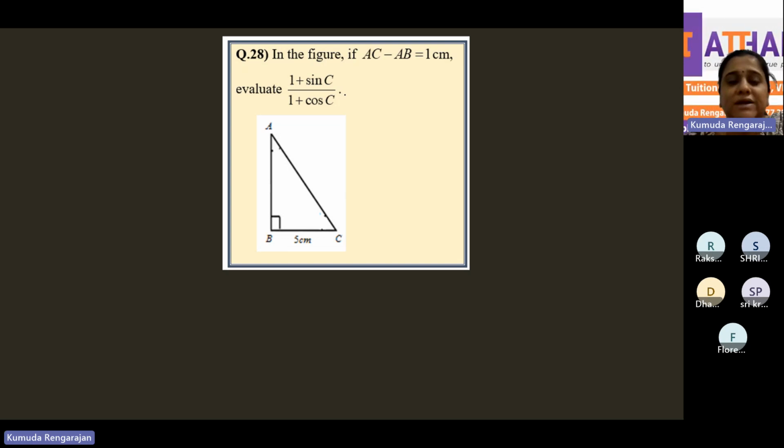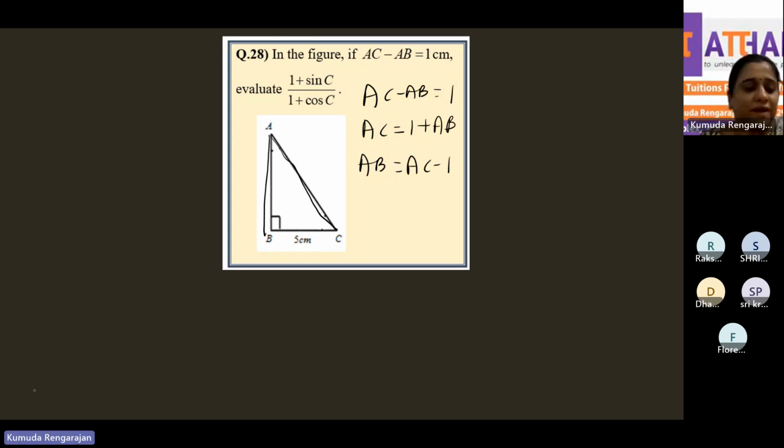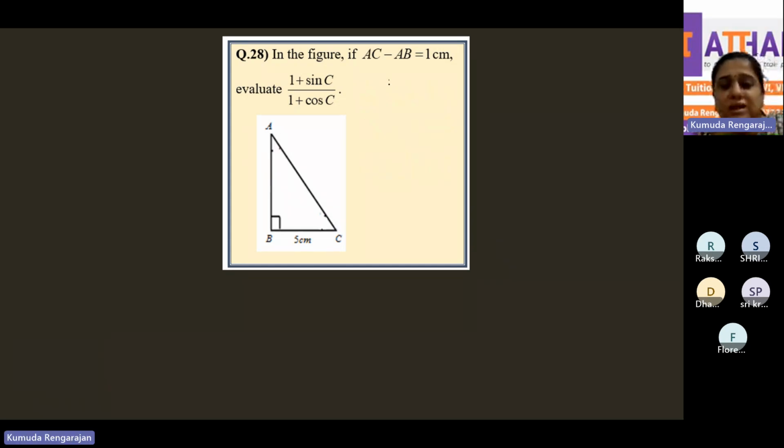Okay, in this figure, AC minus AB. The difference between these two sides is 1 centimeter. AC minus AB is equal to 1 centimeter. So that means what? AC is equal to 1 plus AB. Or you can write AB is equal to AC minus 1. You can take any one of the two versions. Given that AC minus AB is equal to 1, you can either choose to write AC is equal to AB plus 1 or 1 plus AB.